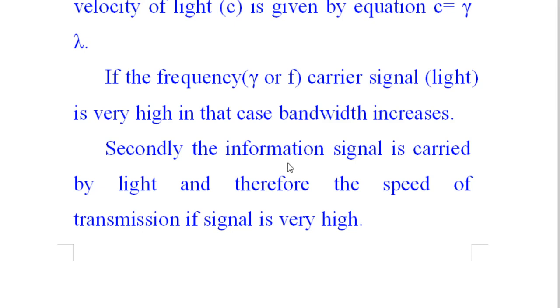Therefore, information signal is carried by what? Light. So light is a carrier. And therefore, the speed of transmission of signal is very high, and that's why it is said that fiber optic communication is the fastest communication, because as on today, the highest velocity in the universe is the velocity of light, and it is 3 into 10 raised to plus 8 meter per second. So that's why fiber optic communication is very fast.